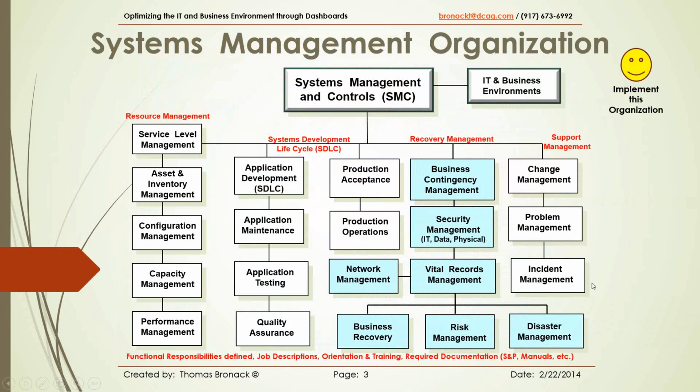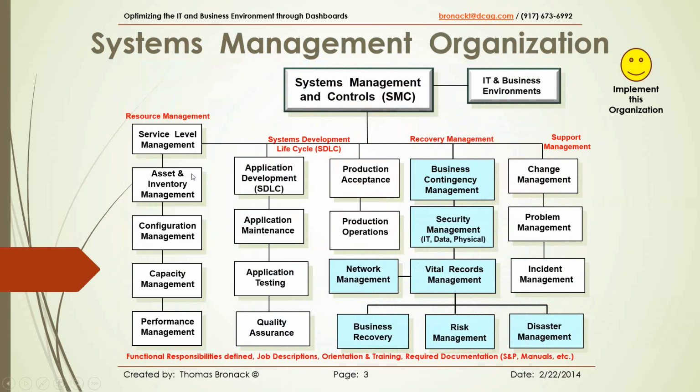The systems management organization is broken into the following areas. You have resource management, systems development lifecycle, recovery management, and support. Service or resource management has to do with service level agreements and compliance to customer contracts so that they have the equipment they need, the equipment works at the proper speed to satisfy their response time requirements.